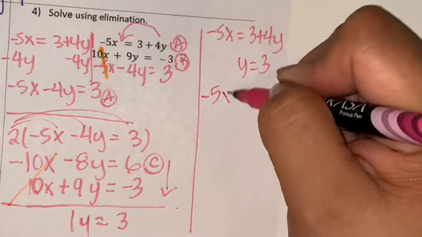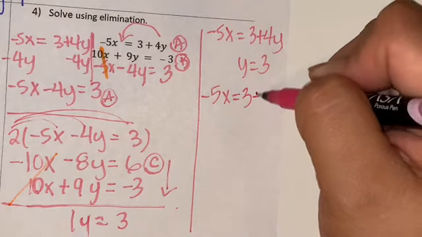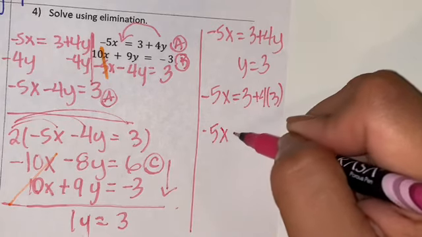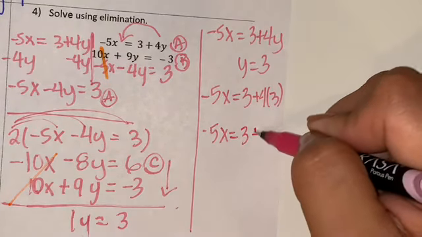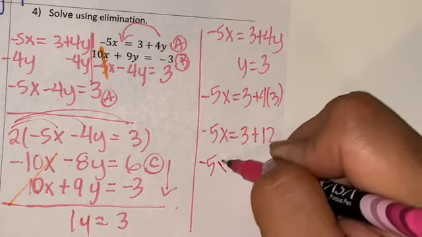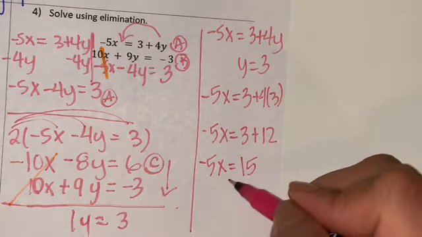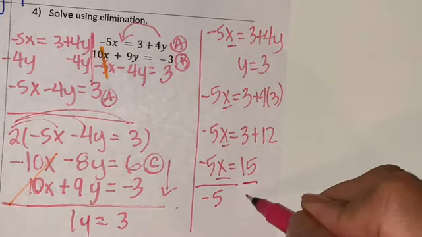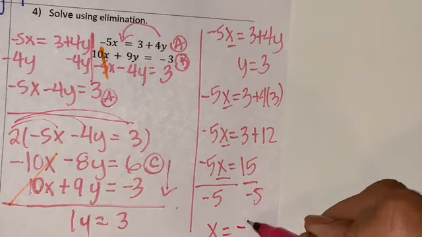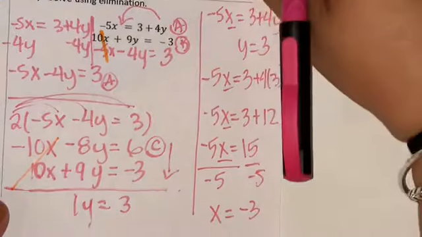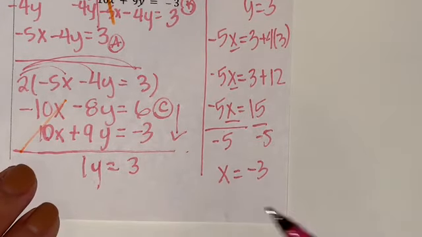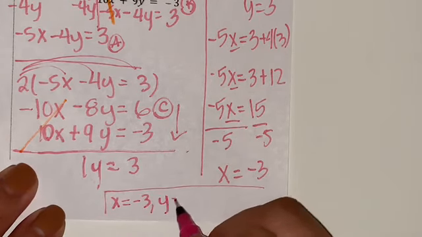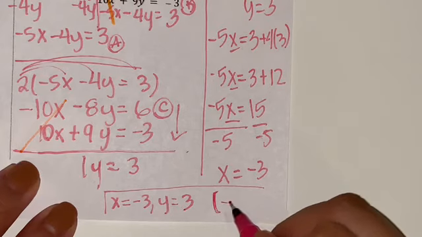So I get negative 5x equals 3 plus 4 times 3. Negative 5x equals 3 plus 12. Negative 5x equals 15. You're going to solve for x. This is what we're trying to solve for the whole time. Divide both sides by negative 5. X equals negative 3. So here is your solution. Just make it in a box. X equals negative 3. Y equals 3. My ordered pair is negative 3, 3.